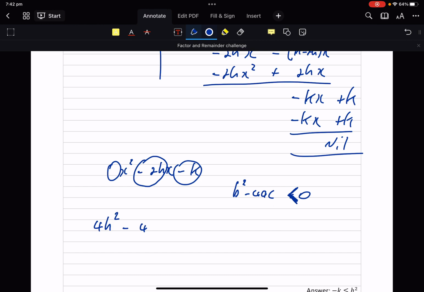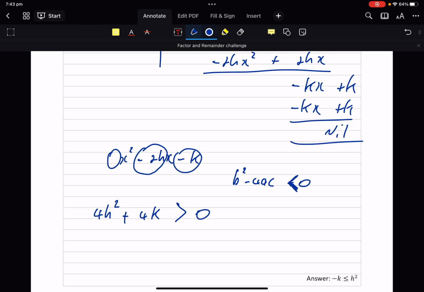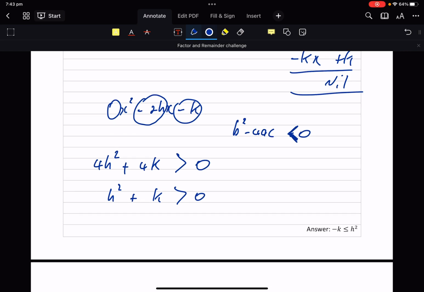So that's going to be 2 negatives and a k, and that's going to be, I did the alligator clip the wrong way, bigger than 0. Okay, so divide by the 4, h squared plus k has to be bigger than 0. So h squared has got to be bigger than negative k.